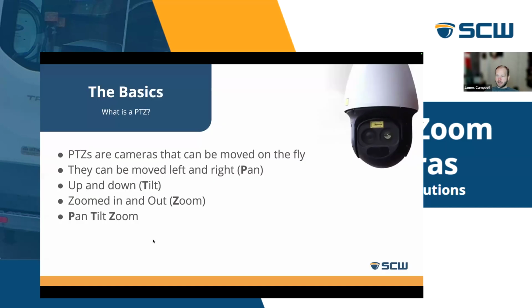So PTZ, pan-tilt zoom. What even is a PTZ if you're not familiar with it? Well, PTZs are basically cameras that can be moved on the fly. They can be moved left and right, which I'll show in just a second. That's going to be our pan. They can be tilted up and down, which is going to be our tilt, and then they can be zoomed in and out, which is of course our zoom, bringing us into the cleverly named pan-tilt zoom camera.